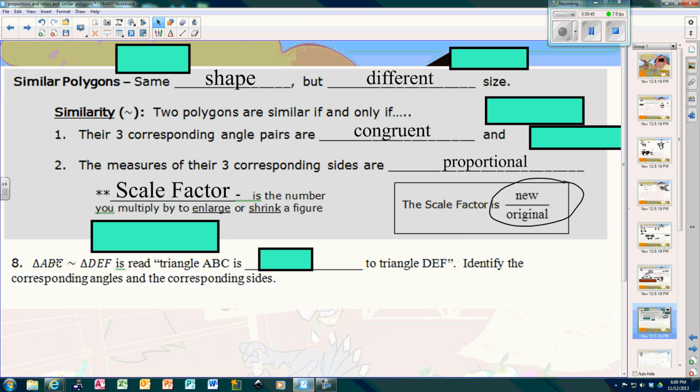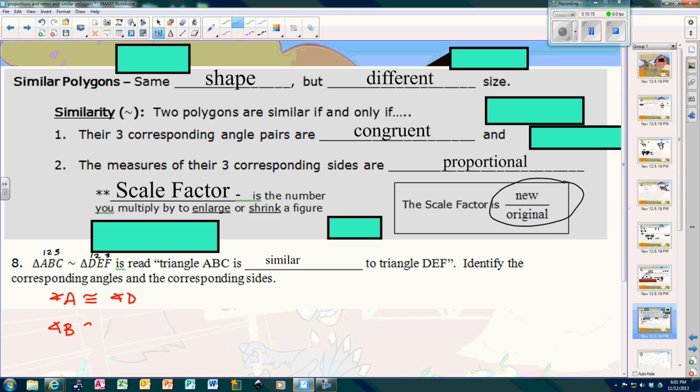So in this triangle, ABC is similar to triangle DEF. We're still going to do the same thing, 1, 2, 3, 1, 2, 3, because that still works. So it is read, triangle ABC is similar to triangle DEF. So now let's list their corresponding angles. Okay, so A goes with D. So angle A must be congruent to angle D. Angle B is congruent to angle E. And angle C is congruent to angle F. For them to be similar, their angles have to be congruent.